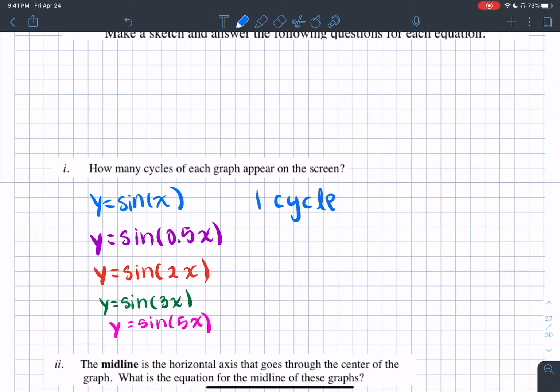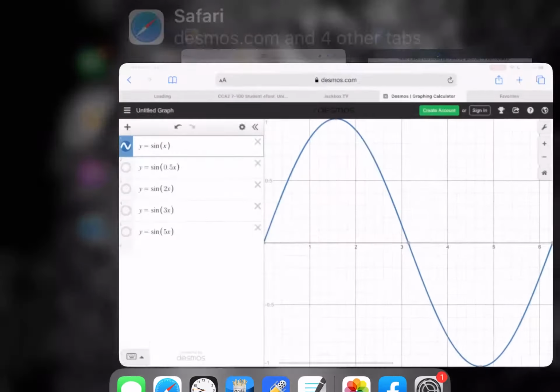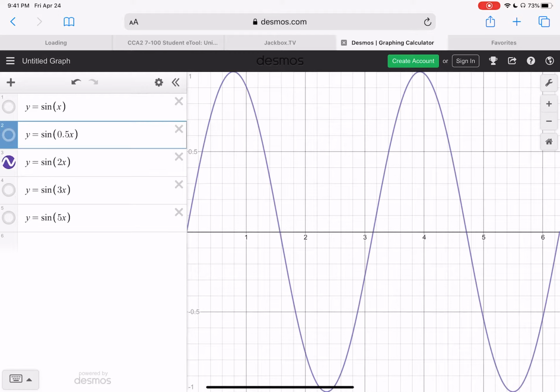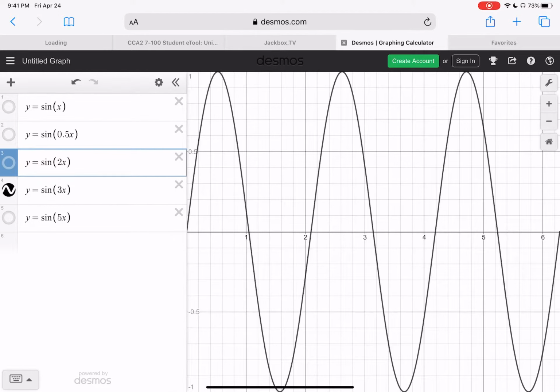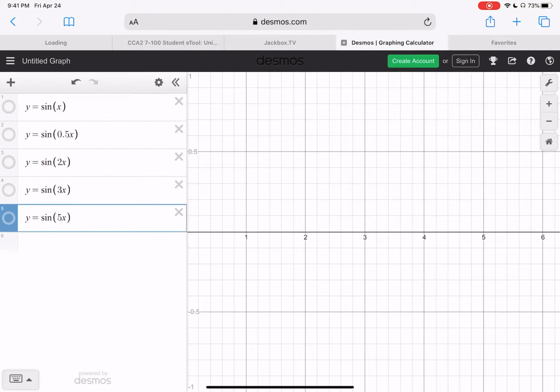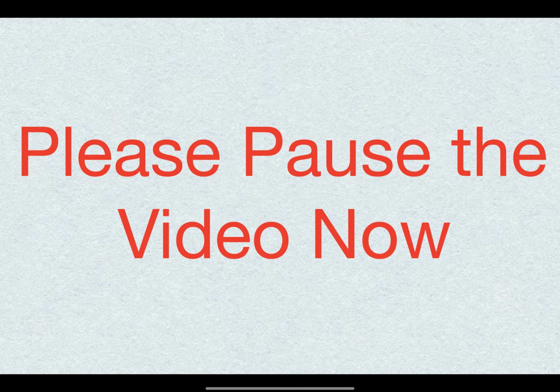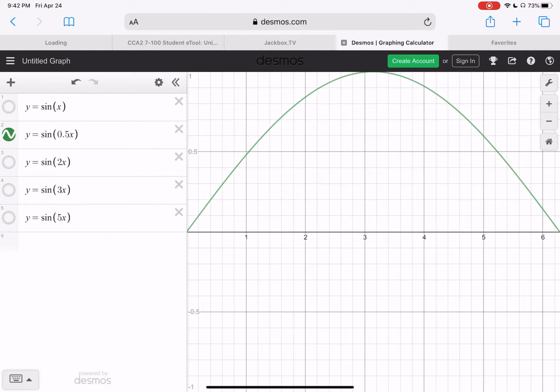If that's one cycle, then how many cycles do we have for sine of 0.5x, sine of 2x, sine of 3x, and sine of 5x? If you haven't already, pause the video now to answer how many cycles for each of these graphs. Now that you've thought about it on your own, let's talk about it.